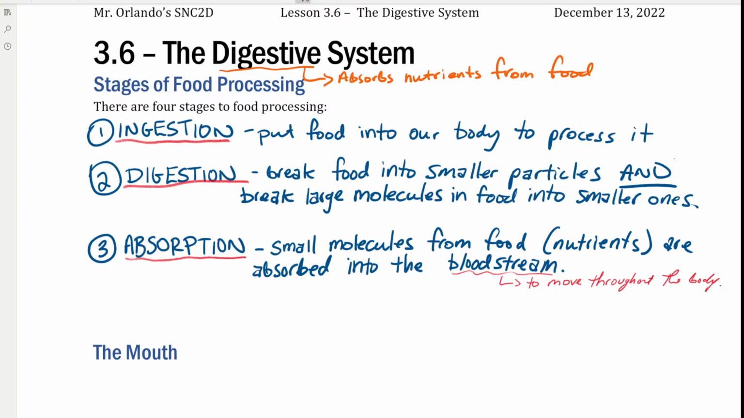Cool. And then, what is the last stage? Well, ingestion is where we put food into our body. Digestion is where we break it apart. Absorption is where we absorb all the small little molecules, the nutrients from the food we've digested. And then finally, everything that we don't absorb, we have to get rid of. And this is called egestion. But this is the removal of solid waste.